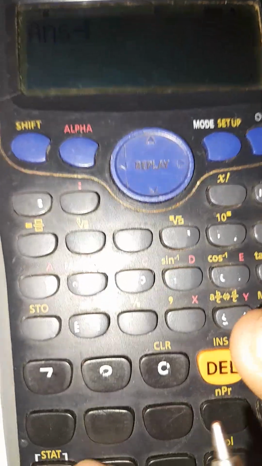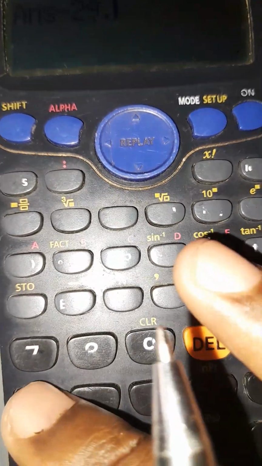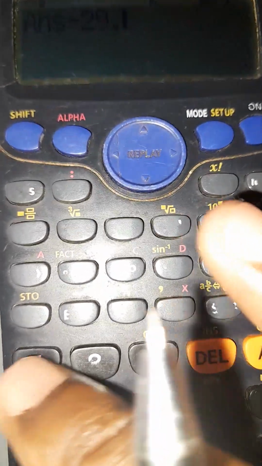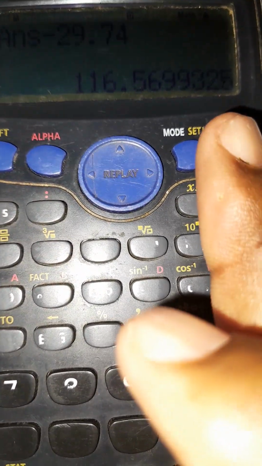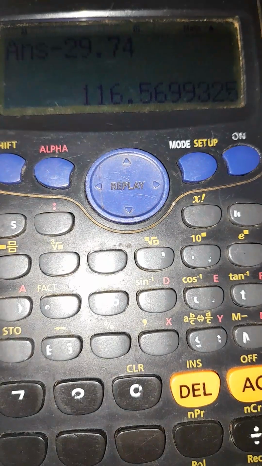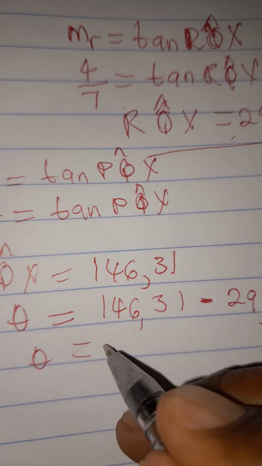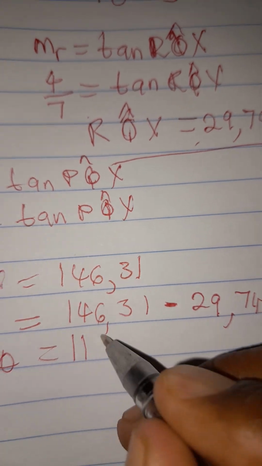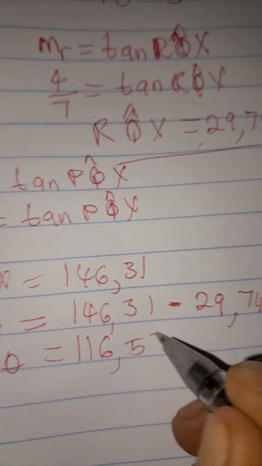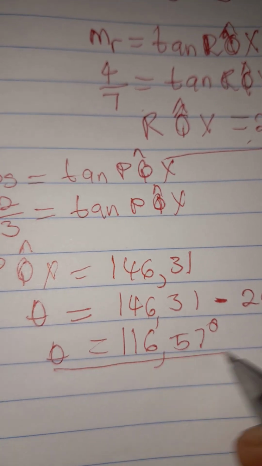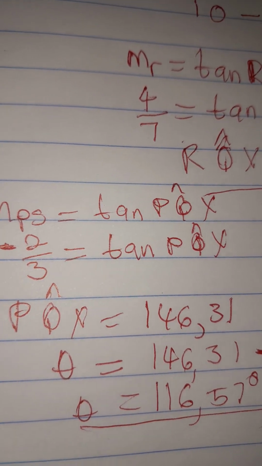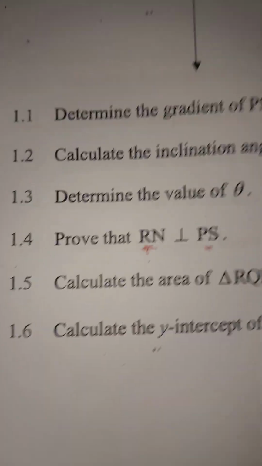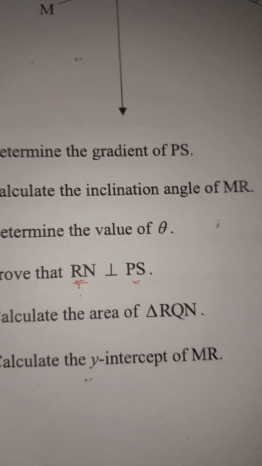146,31 minus 29,74. All right. That is 116,57 degrees. So that would be theta. That's how you can calculate theta. Then we go to 1.4.